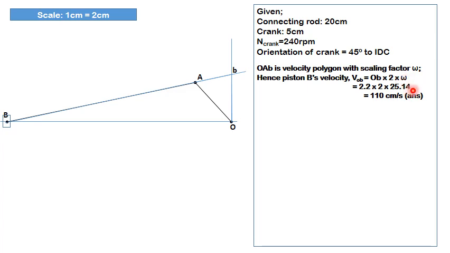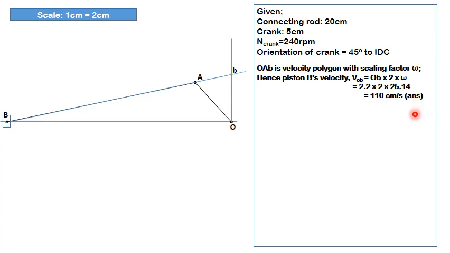So omega is equal to 2 pi N upon 60. This we already learned. Using that formula, I have calculated the angular velocity in radians per second, and based on that I have calculated the piston velocity, which comes as 110 centimeter per second.